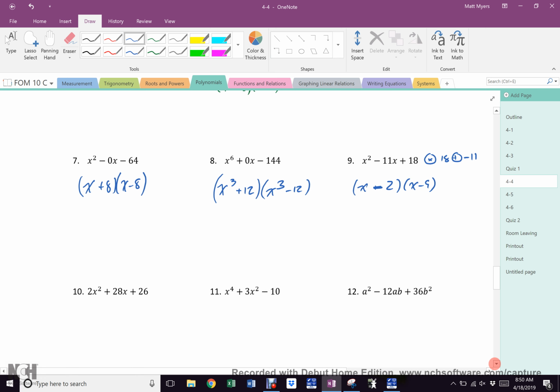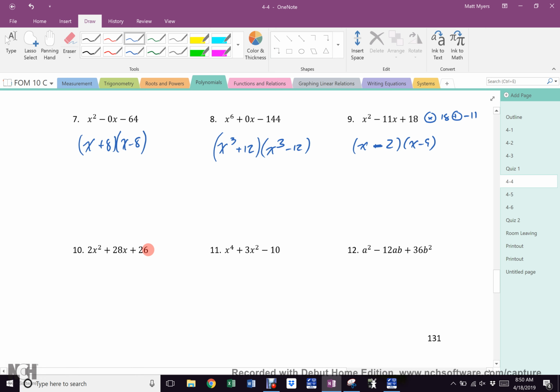What's coming out of here? 2, leaving in x squared plus 14x plus 13, which means I got to multiply to 13 and add to 14. These ones always screw kids up because you always forget the first ones. It's 1 and 13. X plus 1, x plus 13.